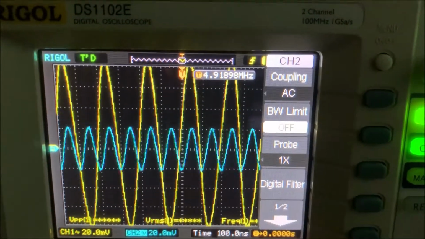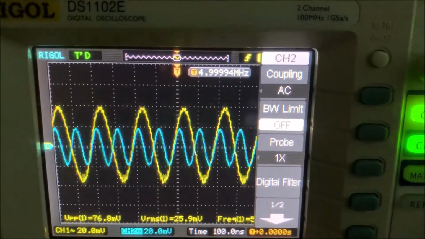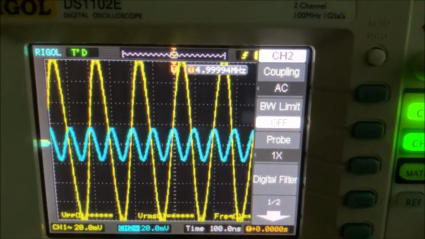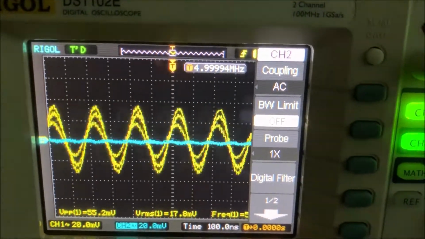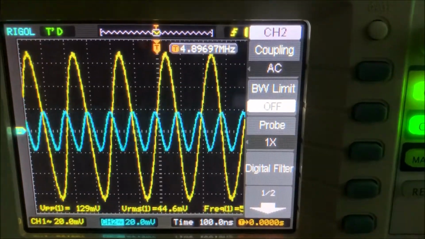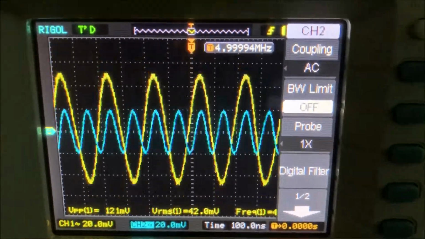Triggering on the 5 MHz signal, the yellow trace. And that left to right motion is very common around this time of the morning. And then it reverses in the evening when we're going from daylight to darkness.